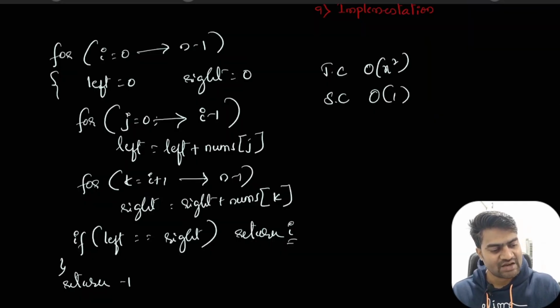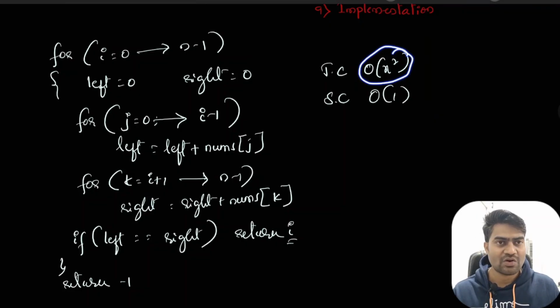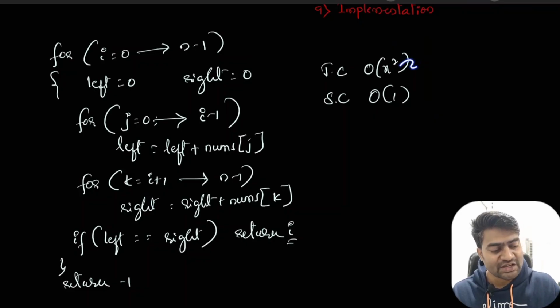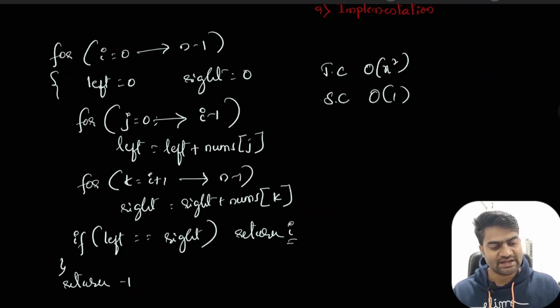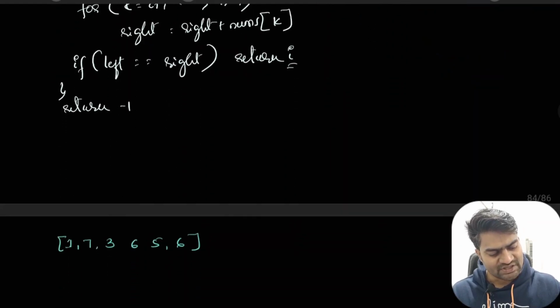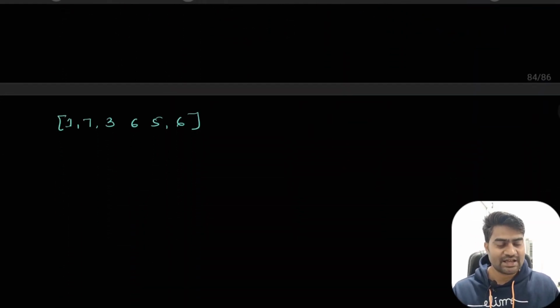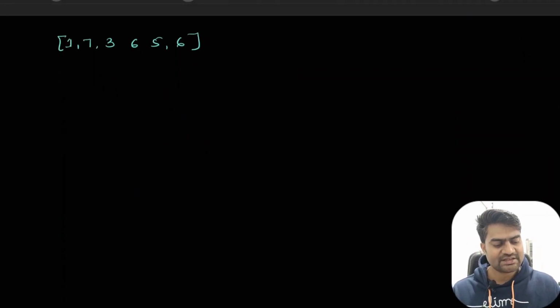Now if you see, our time complexity is of order n square. So this is where the interviewer will not be happy. So what we need to do is improvise this. If we want to improvise this, then we need to bring it down from order of n square to order of n. So how to do that? Let us see. Now, I have taken the array again. So this is the array. Now I will use the concept of prefix sum.